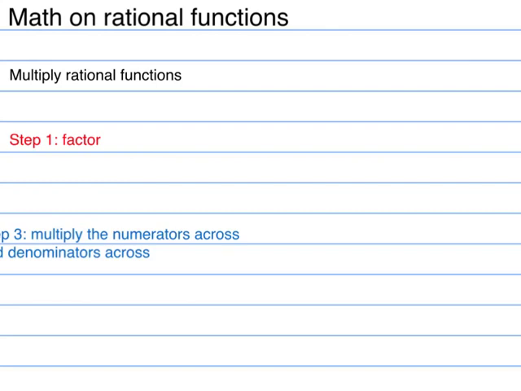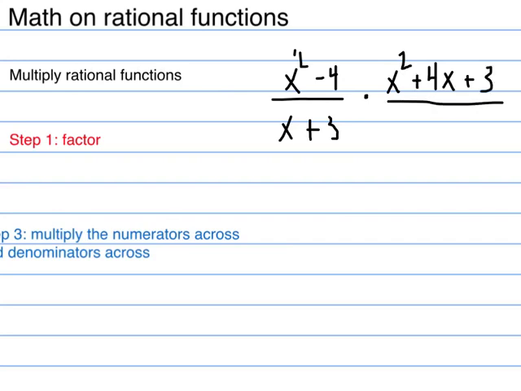So let's take a look at an example here. We have x squared minus 4 over x plus 3, times x squared plus 4x plus 3 over x plus 2. And I want to multiply this rational function across. The first thing that I need to do is factor. So we'll do that in the corresponding steps.